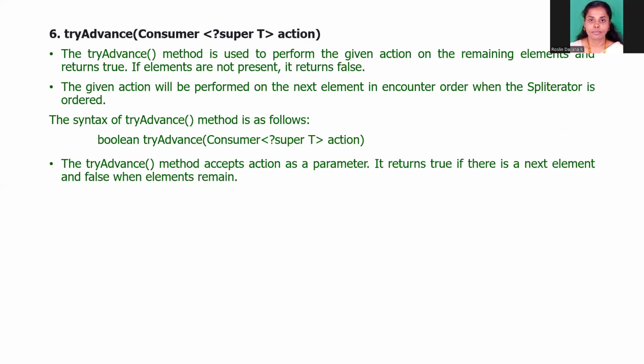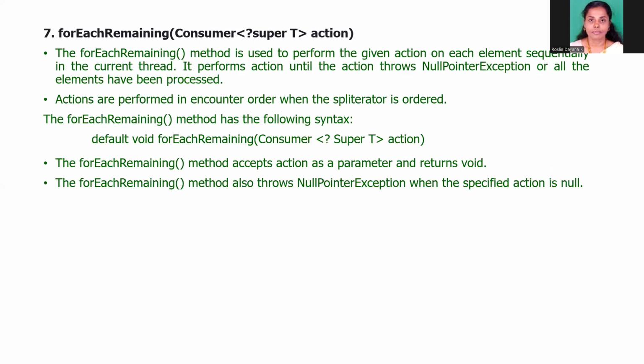The tryAdvance method, the syntax if you take, the return type is Boolean, true or false. tryAdvance takes input Consumer<? super T> action, meaning the action that we pass here. So if there are further elements, the return value will be true. It returns true if there is a next element and false when no elements remain. So in the stream, if further elements are there, it will return true. Else, this tryAdvance method will return false.